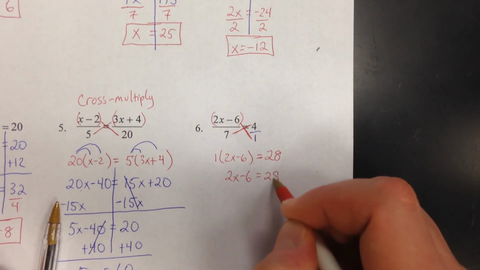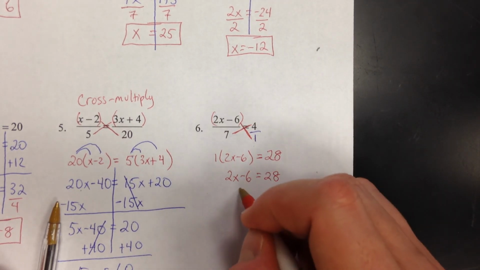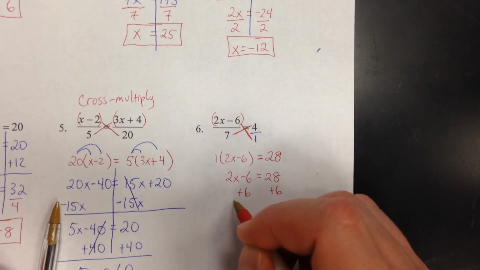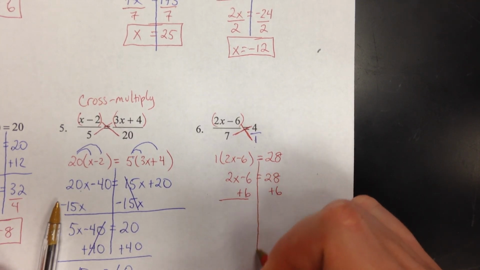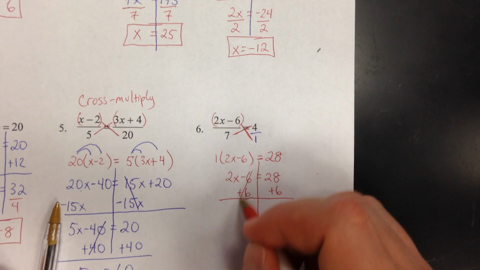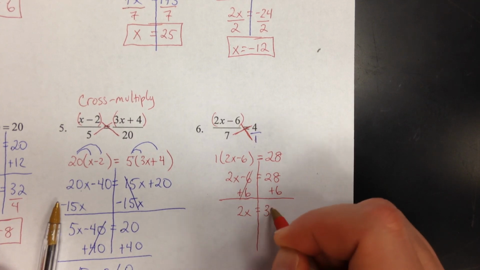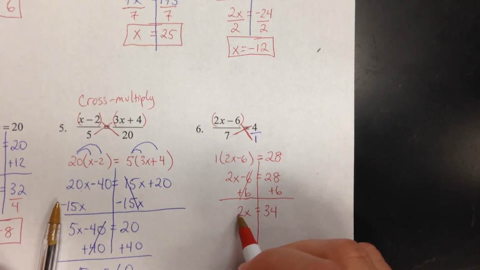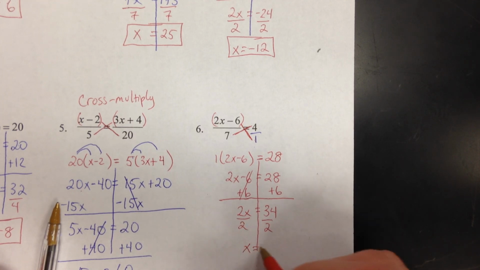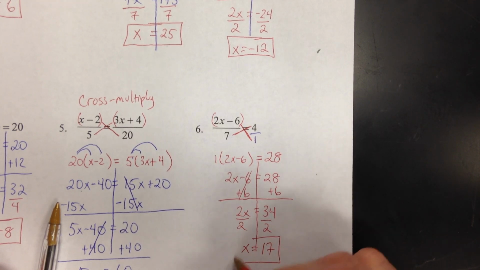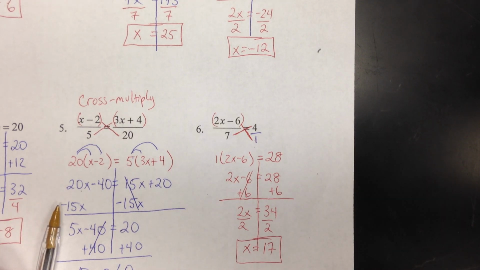2x minus 6 equals 28, and then we'll go plus 6, plus 6. Let me draw my line down here. 2x is equal to 34. Last step, this is 2 times x. To undo that, we'll divide by 2. X equals 17, and that's a good answer. Okay, and that's the end of part 1. So go ahead and flip this over, and we'll go to part 2.